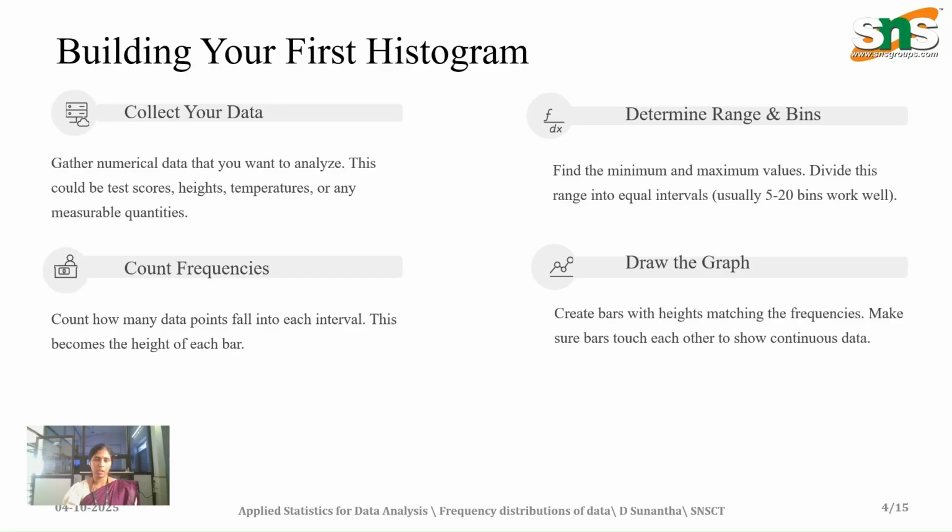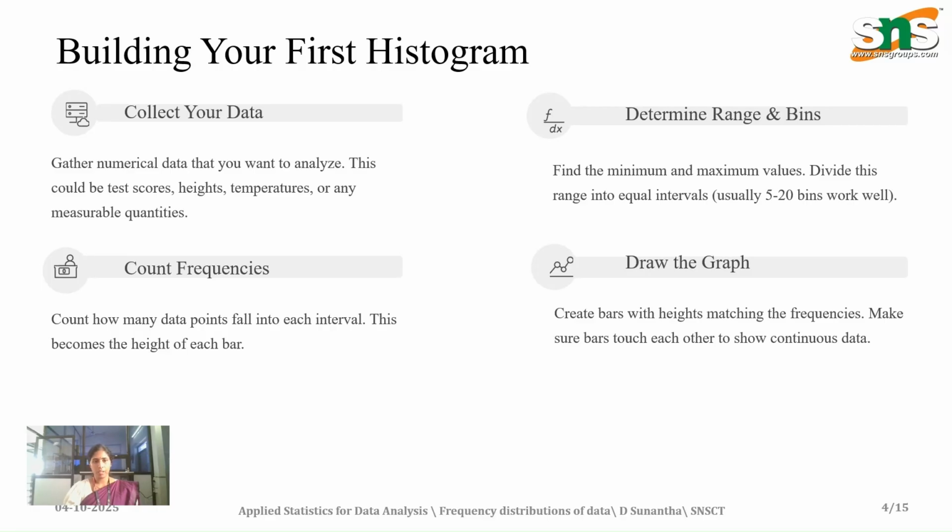Next, building your first histogram. The first step is to collect our data. We have to arrange it in ascending or descending order. Then we have to determine the range and bins, that is, we have to group the data as per interval. For example, if we have 0 to 5, 10, 15, 20, then we can combine it as 0 to 5, 5 to 10, 10 to 20, 20 to 30 like that. Or otherwise, if we have large numbers like 50, 20, 30, 40 and all, we can combine them into intervals 0 to 50, 50 to 100 like that.